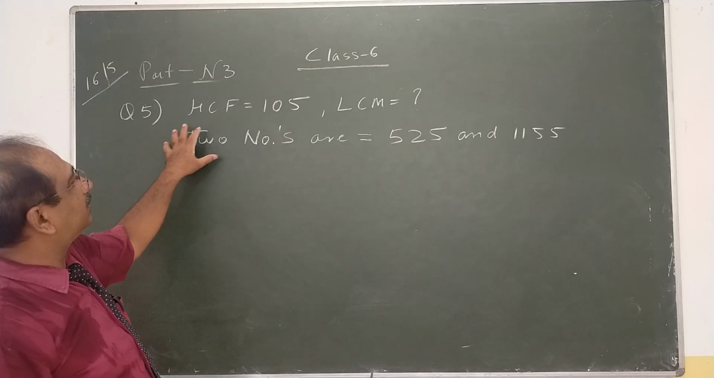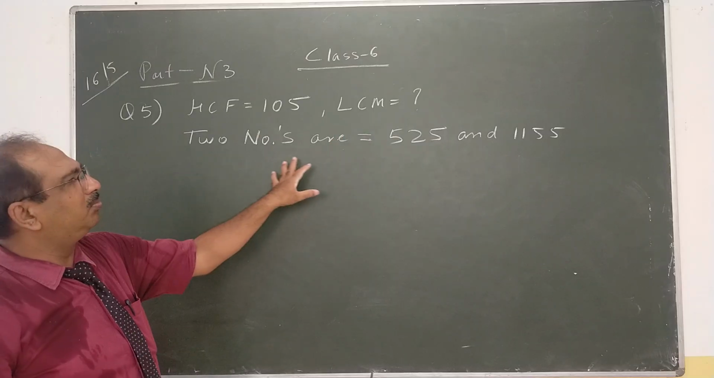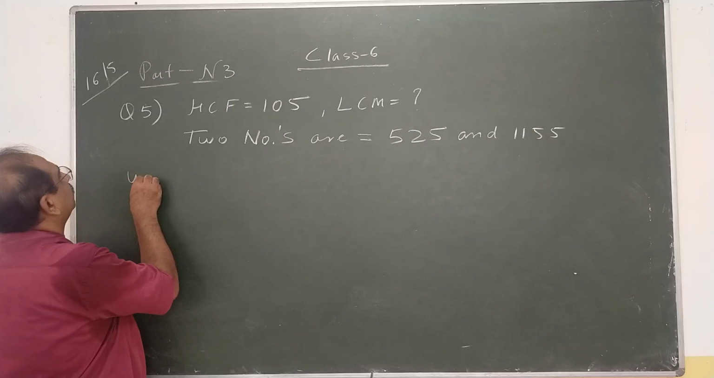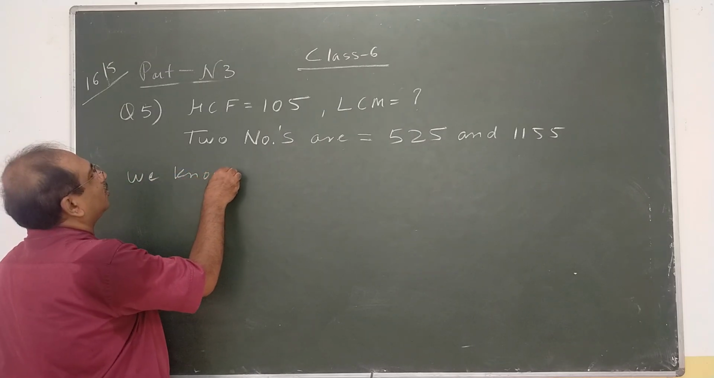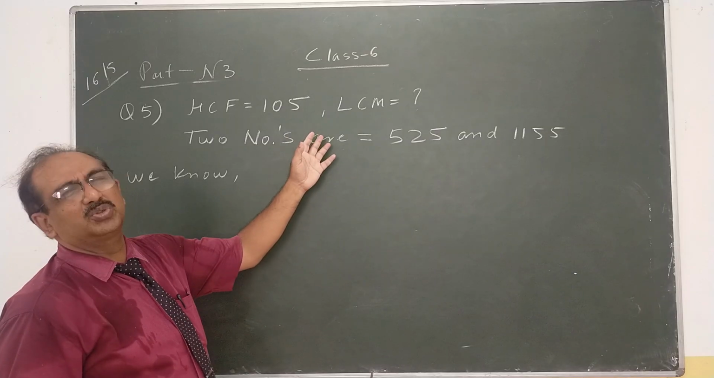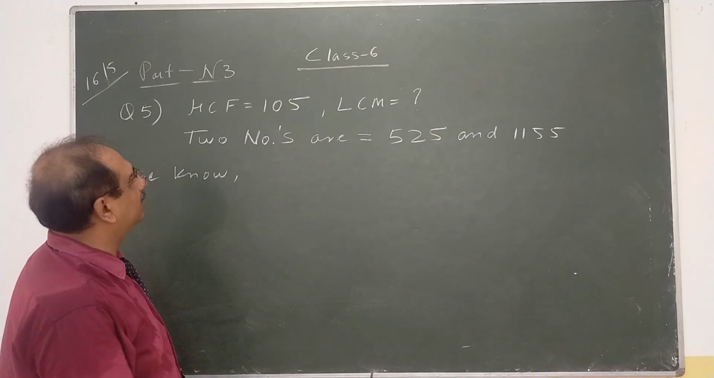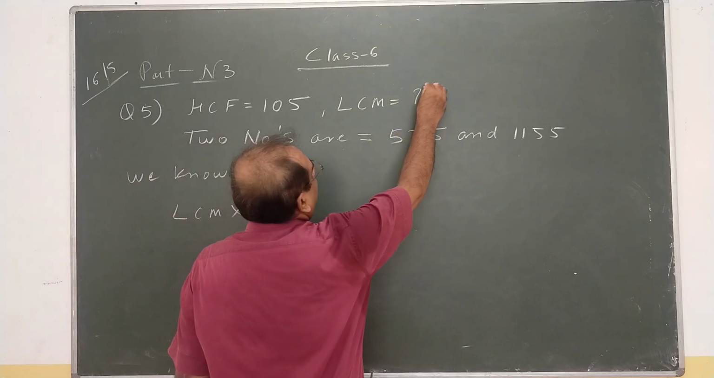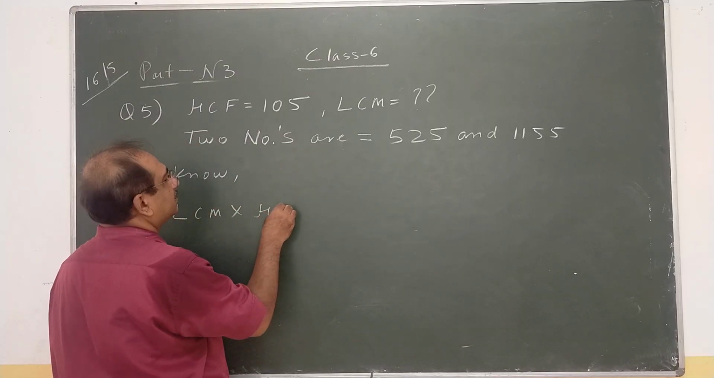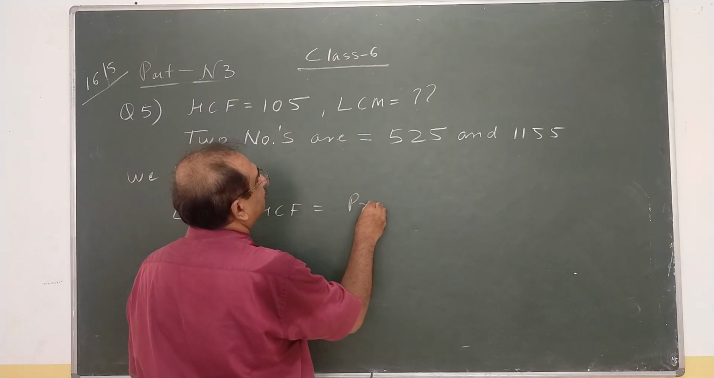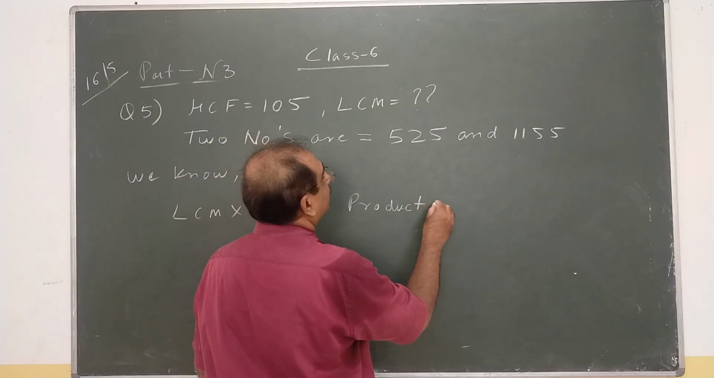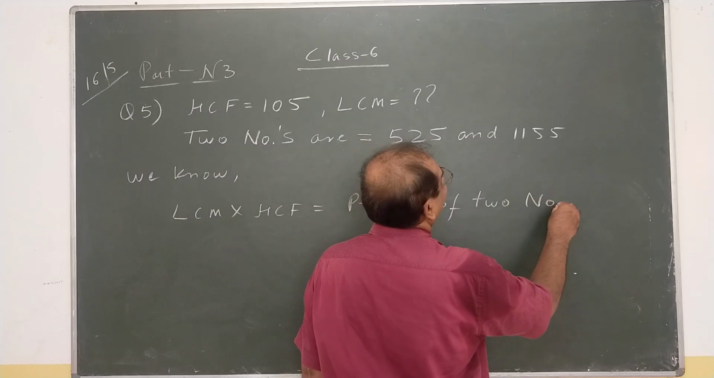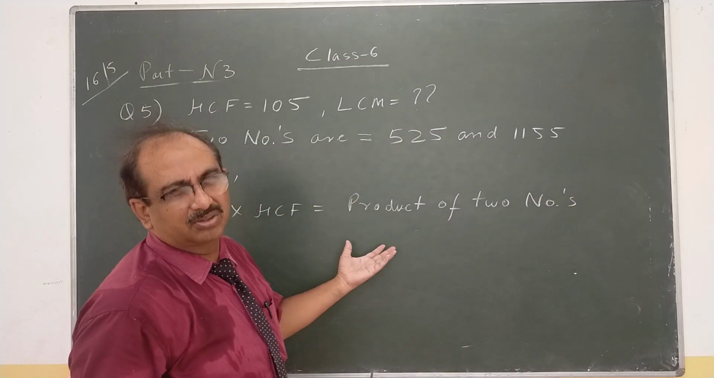So last question, HCF is given, LCM we have to find. Two numbers are given, so I am not saying first or second number. Since we have to find LCM, as I told you, in maths our basic idea is always to keep the unknown on the left side of the equal to sign. So LCM, this is what we have to find, this is the question mark, into HCF is the product of two numbers. Generally this is true for two numbers, the product of two numbers. Generally we write product also, you may write.